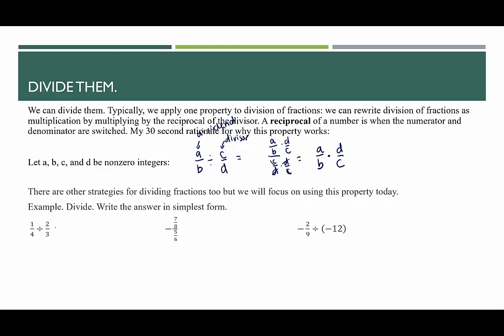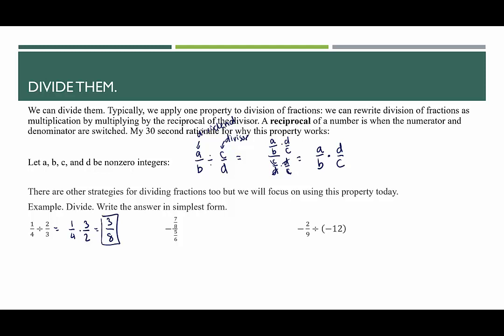So in this first example, we're going to rewrite the division as multiplication by doing 1/4 times 3 over 2, the reciprocal of 2/3. And now when I go to look to simplify, my numerators are 1 and 3, and my denominators are 4 and 2. There's nothing to simplify. We multiply straight across. 1 times 3 is 3. 4 times 2 is 8. 1/4 divided by 2/3 is 3/8.